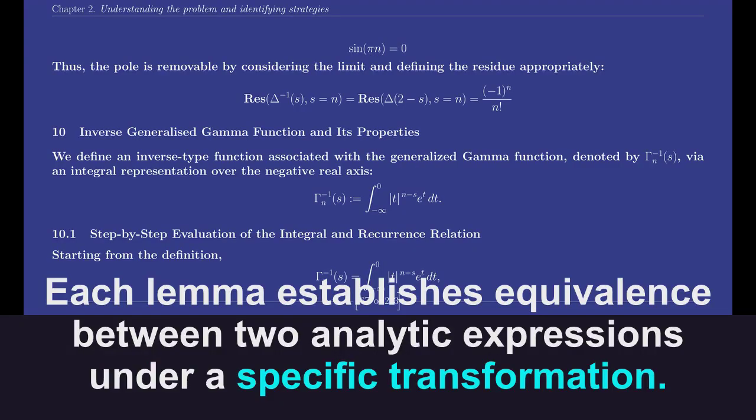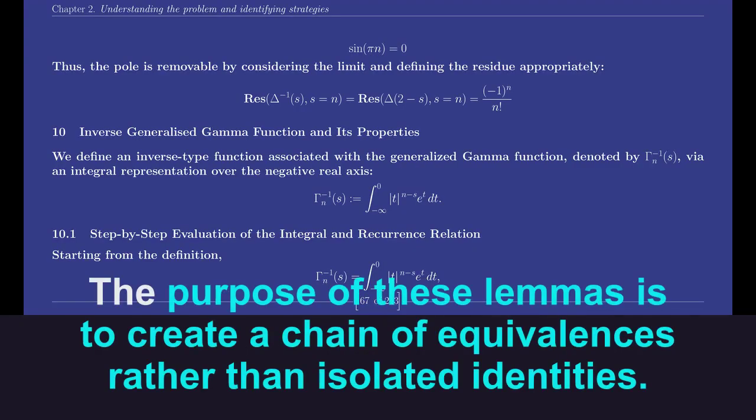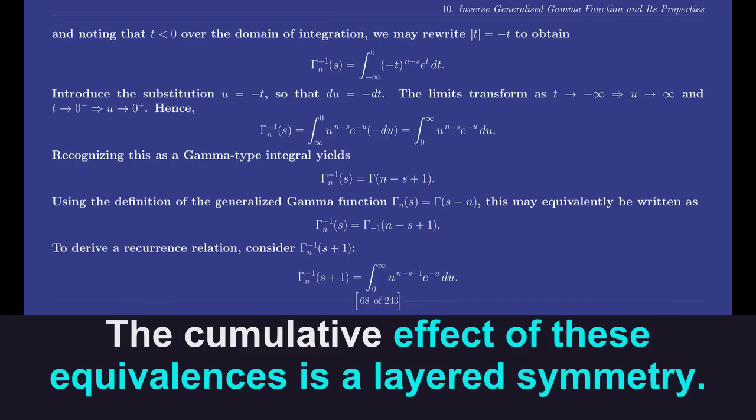Within this system, the Riemann zeta function is no longer treated as an isolated series or product. It is embedded within a network of transformations that regulate growth, decay, symmetry, and phase. The generalized factorial functions act as anchors, fixing analytic behavior across the complex plane.